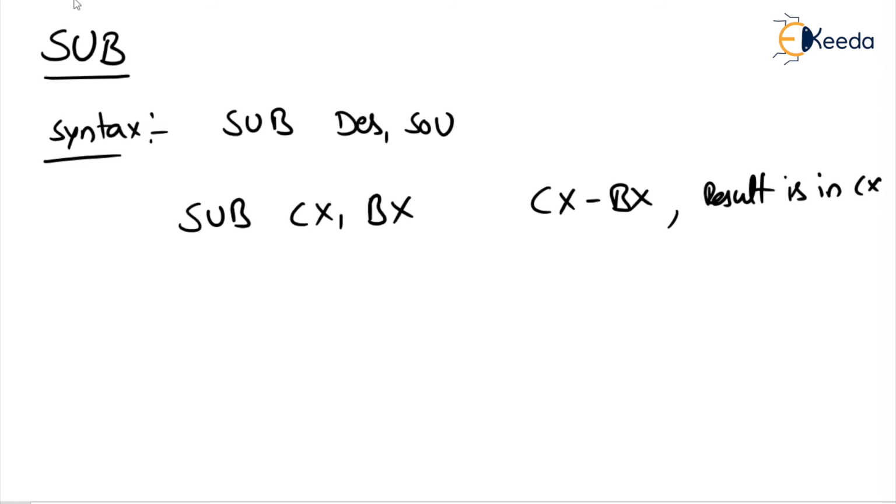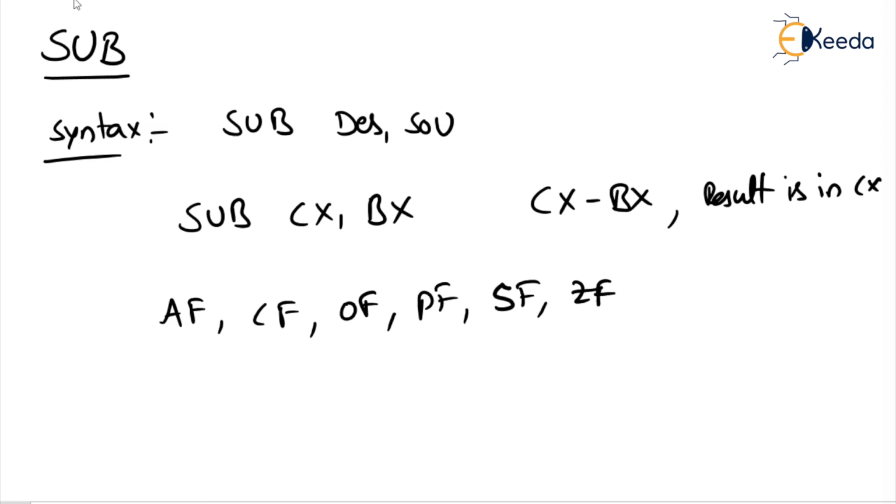Now, what flags will be affected? The affected flags are the auxiliary flag, carry flag, overflow flag, parity flag, sign flag and zero flag. Also we can write using an offset address, subtract AX, BX. AX is subtracted with the content of BX.